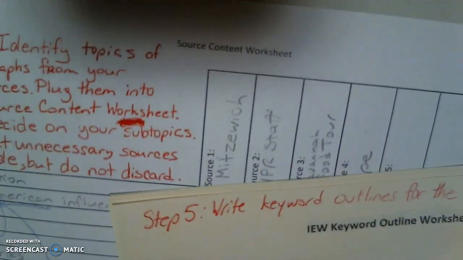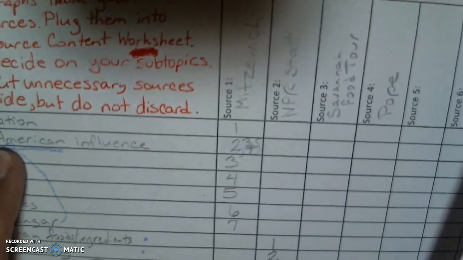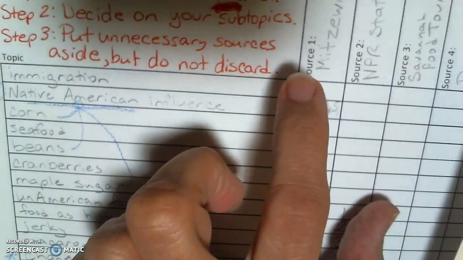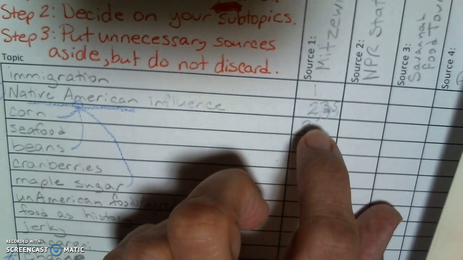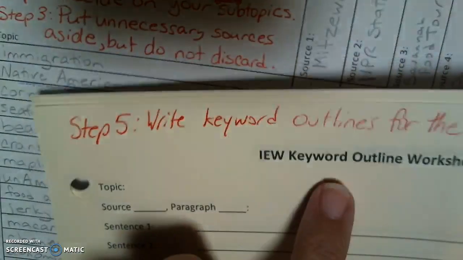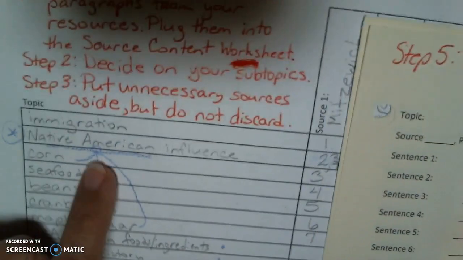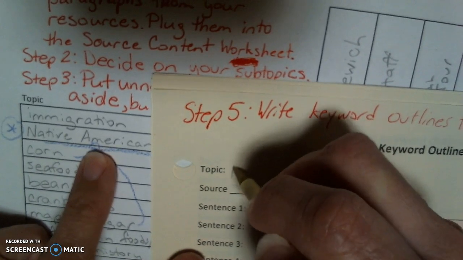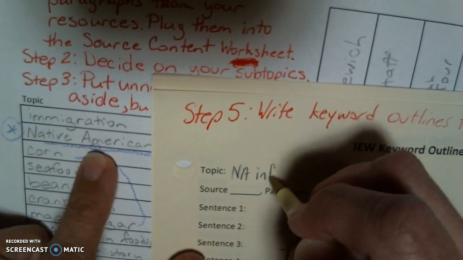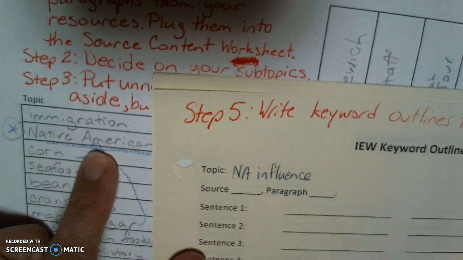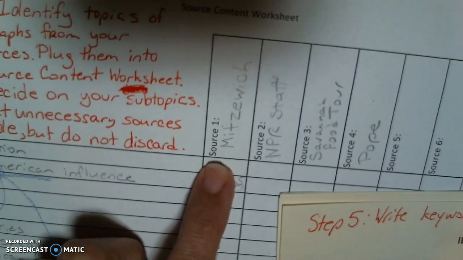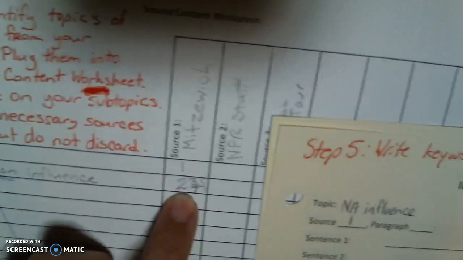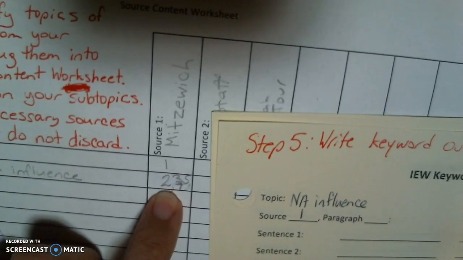But from my source content worksheet, I'm going to look at the topic, which here is Native American influence. I'm going to look at which source number it is and which paragraphs I need to complete the keyword outline for. So in this case, with the Native American influence, I'm going to put that as my topic. It's source number 1 and paragraph number 2.